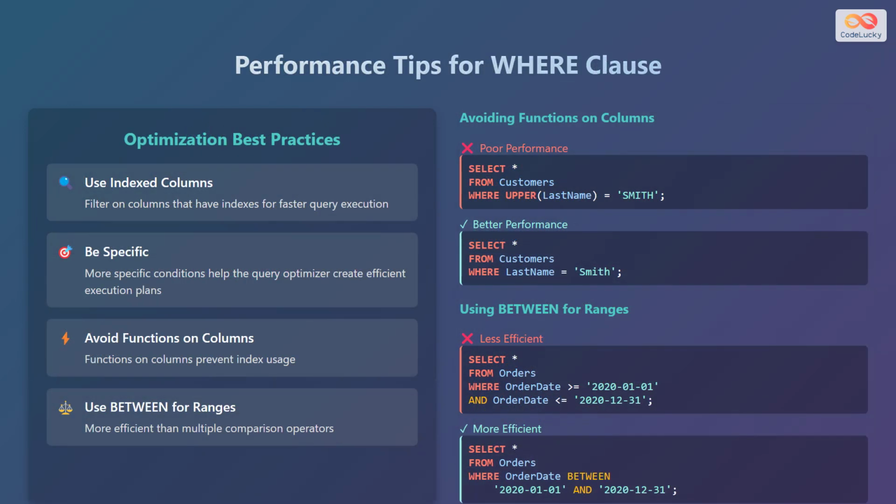Let's discuss some performance tips for the WHERE clause. Here are some optimization best practices. Use indexed columns, be specific, avoid functions on columns, and use BETWEEN for ranges.